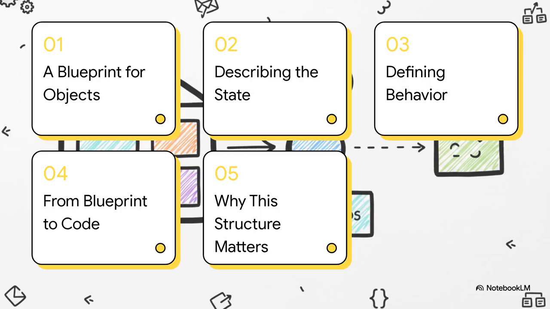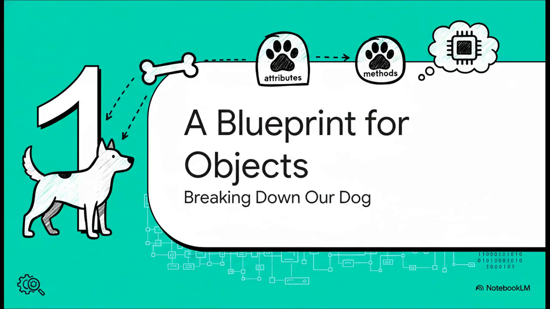So here's our game plan. We're going to start with that dog description and use it to build a kind of blueprint. Then we'll see how that blueprint translates into the real programming concepts of attributes and methods. After that, we'll see what it all looks like in actual code. And finally, we'll wrap up by looking at why this way of thinking is just so incredibly powerful. All right, let's get into it.